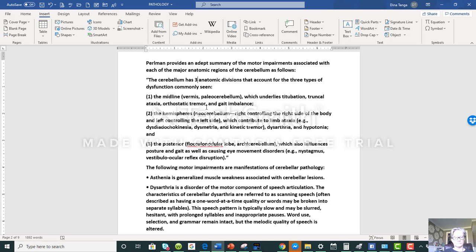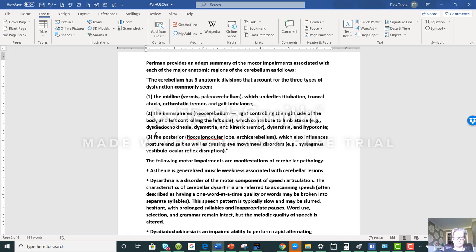2. The hemispheres, neocerebellum, right controlling the right side of the body and left controlling the left side, which contribute to limb ataxia, for example, dysdiadochokinesia, dysmetria, and kinetic tremor, dysarthria, and hypotonia. And 3. The posterior flocculonodular lobe, archicerebellum, which also influences posture and gait as well as causing eye movement disorders, for example, nystagmus, vestibulo-ocular reflex disruption.